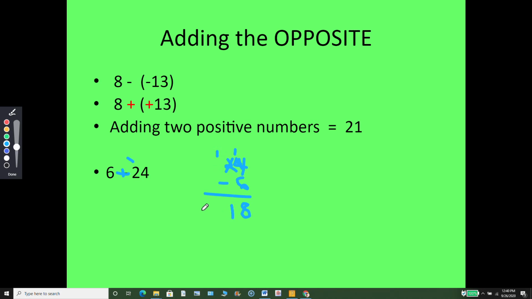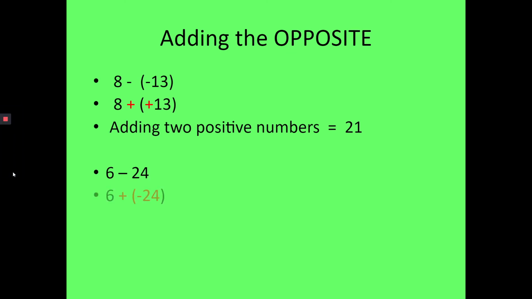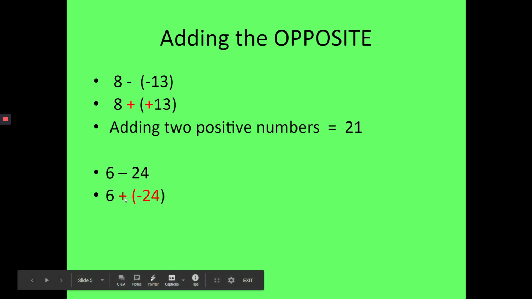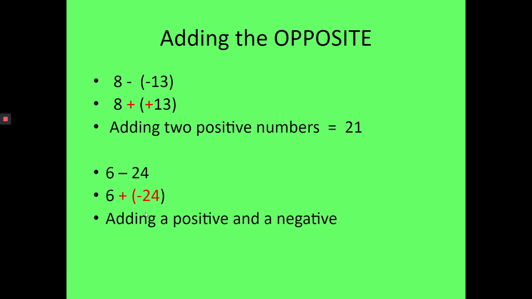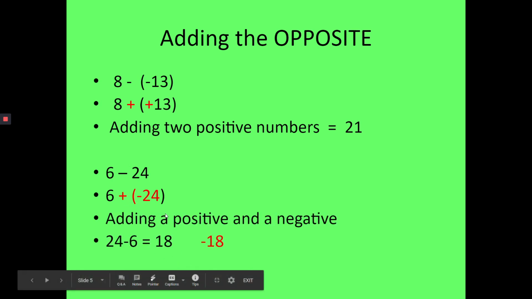But then we make our final answer negative because 24 is bigger than 6, so we keep that sign. Okay, and reviewed right there. The minus sign becomes a plus, 24 becomes negative. And now we subtract, we're using our rules for addition, subtract, because we're adding a positive and a negative, keep the sign of that negative 24, negative 18, because 24 is larger than 6. All right?